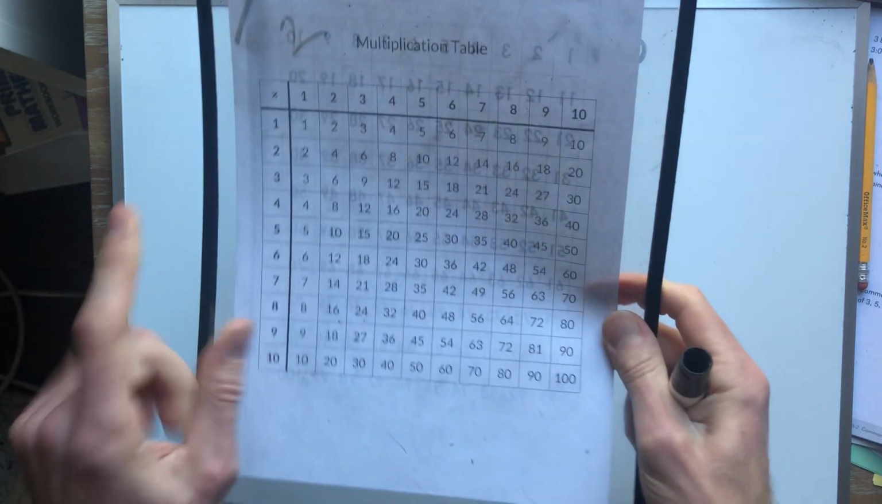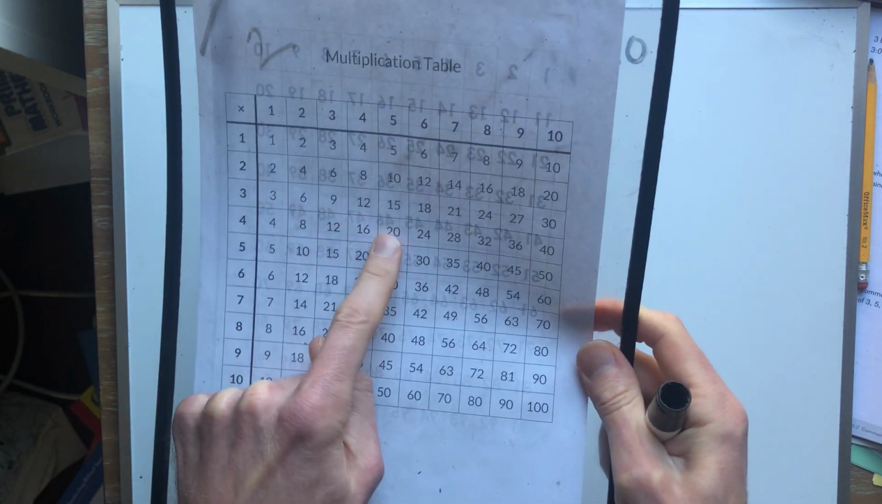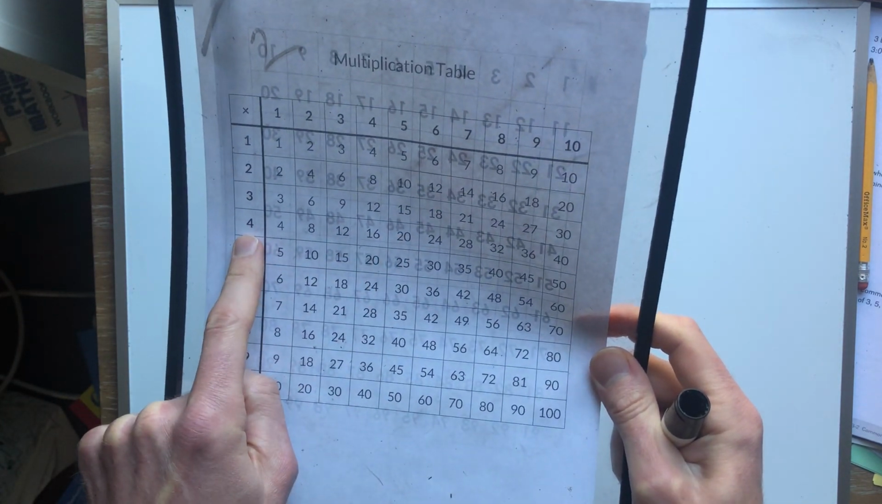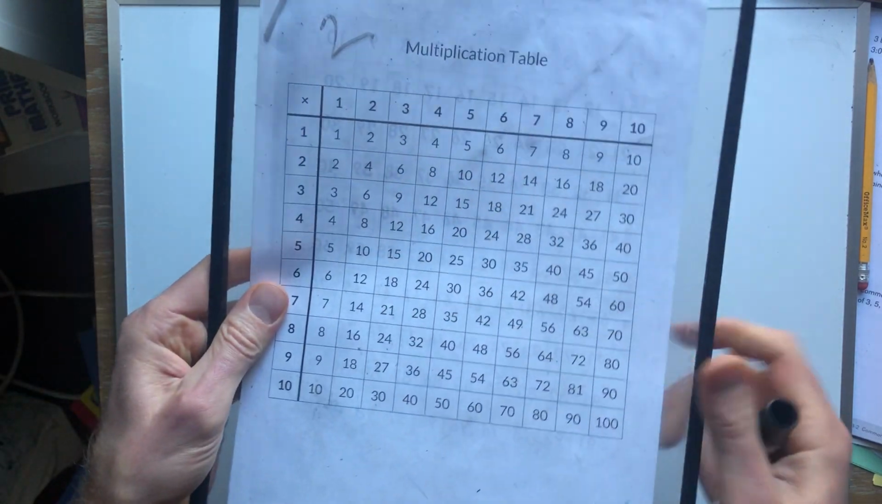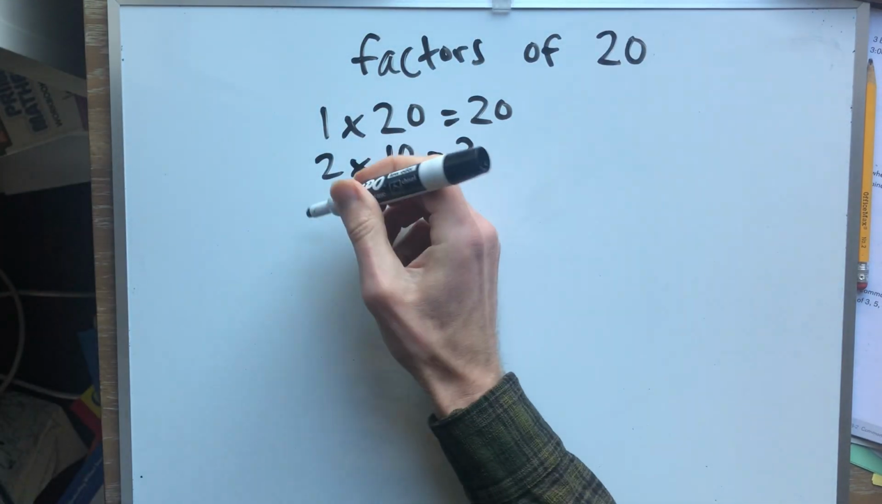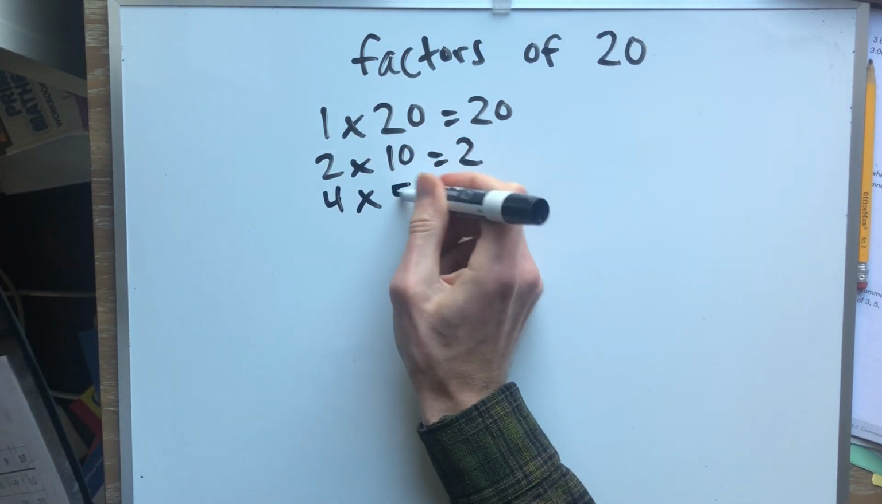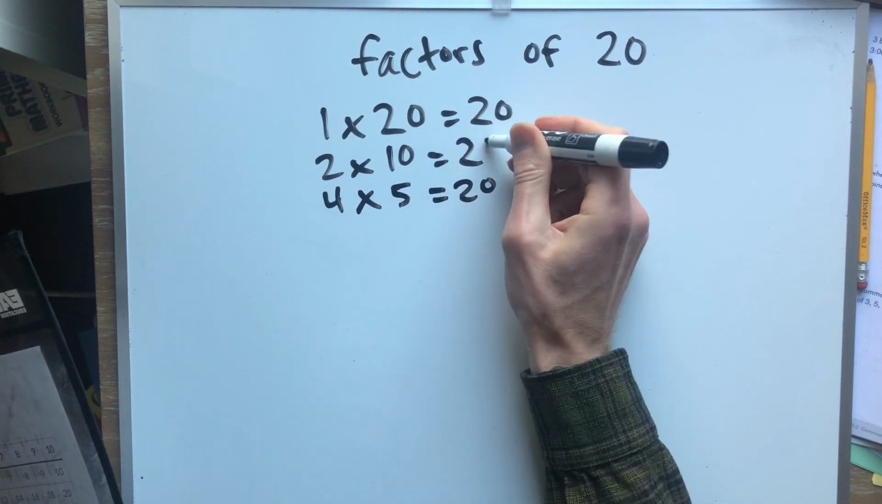What about 4? Well, I see right there that 20 does go into 4. How many times? 4 times what equals 20? 4 times 5 equals 20. So make sure you're looking at this multiplication table. Okay, 4 goes in. 4 times 5. That equals 20. Oh, should have said 20 up there.